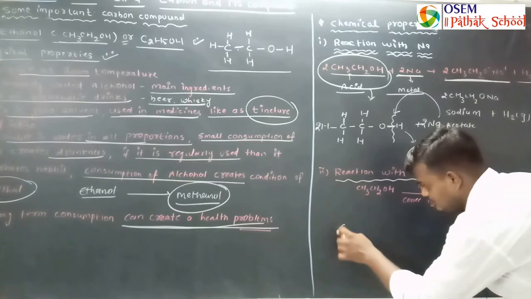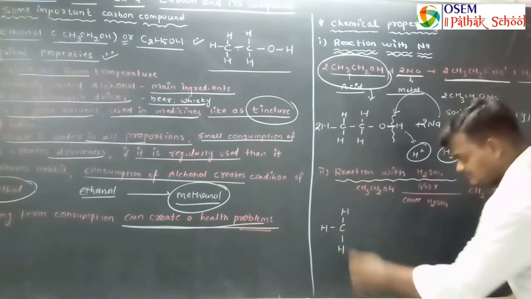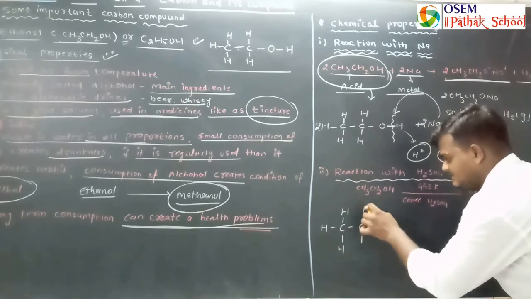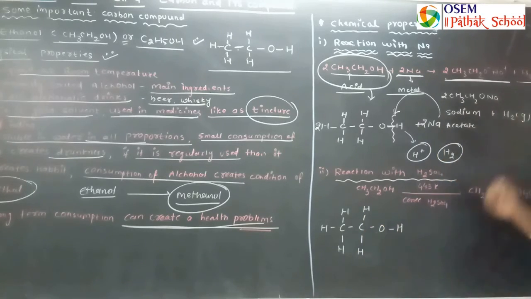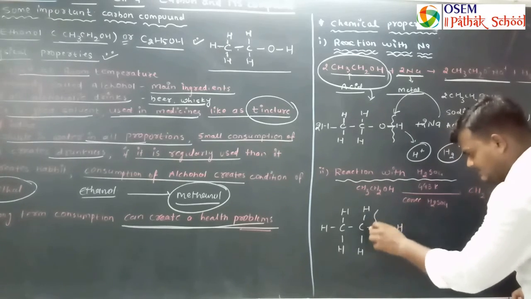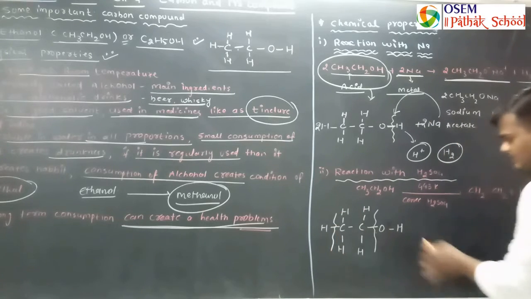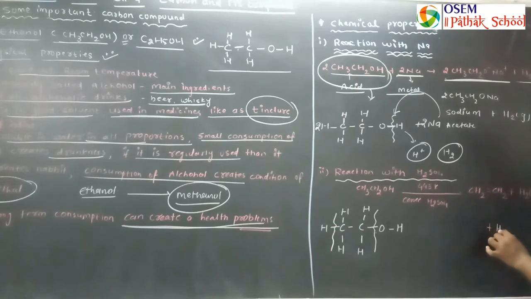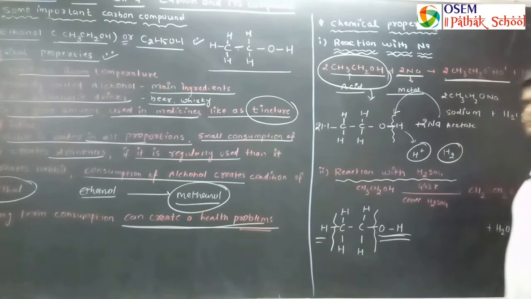So how is water removed? Look here. This is the structure of alcohol, CH3CH2 and here OH. This is the structure of alcohol. Now look what occurs here. This bond breaks down from here, and from here this hydrogen is removed. So H and OH come together and form H2O, water molecules. H and OH get combined with one another and form water molecules.